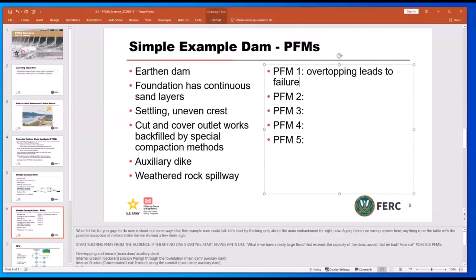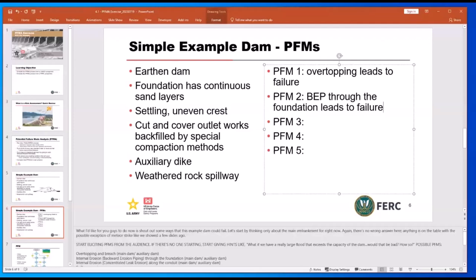So backwards erosion piping, that is a form of internal erosion. So we're going to call it BEP here through the foundation. All right. Leads to failure. What else?